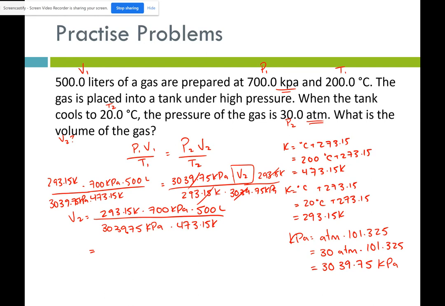plugging that into my calculator. And I'm going to report this too. This has 4 significant figures. This has 4. This has 4. This has 3. This has 3. I'm going to report to 3 significant figures, which is 71.3 liters.